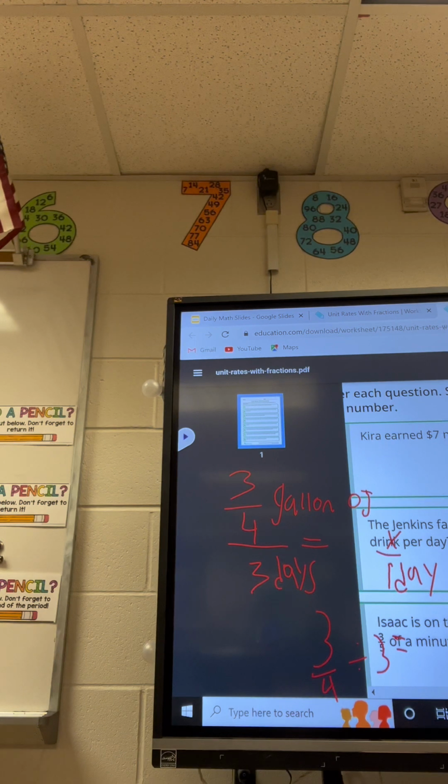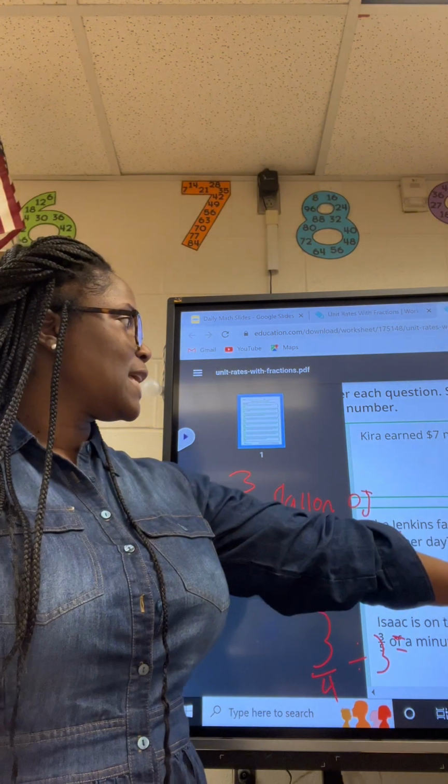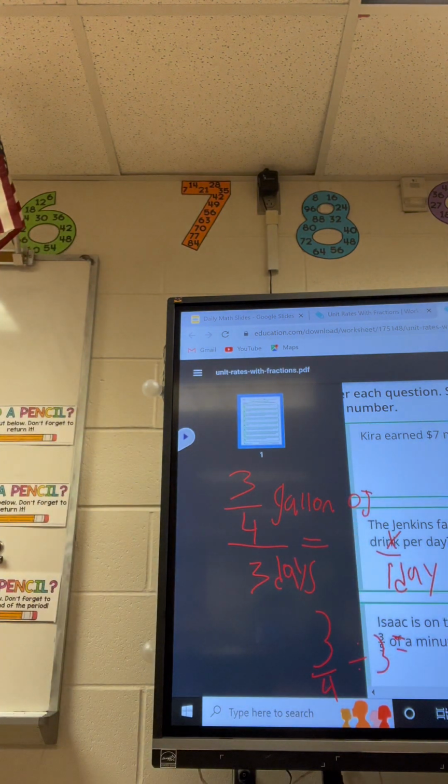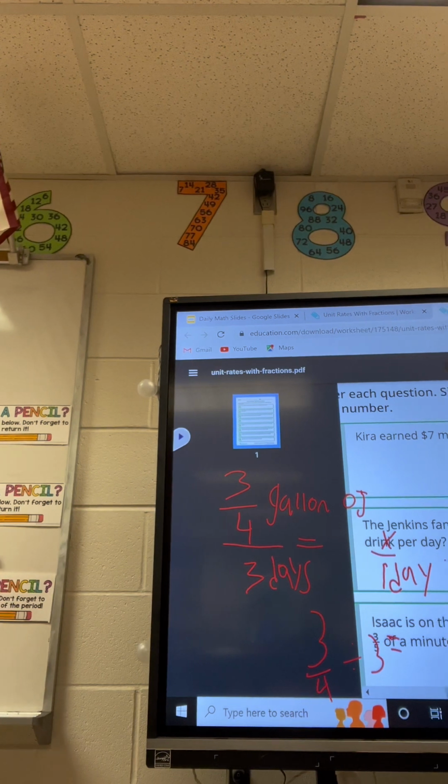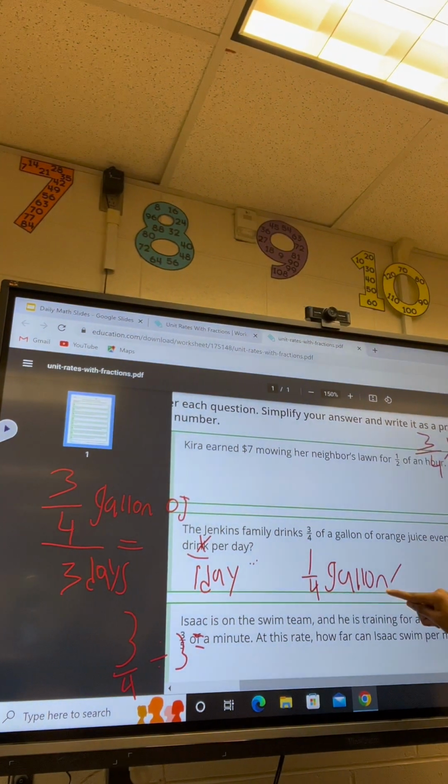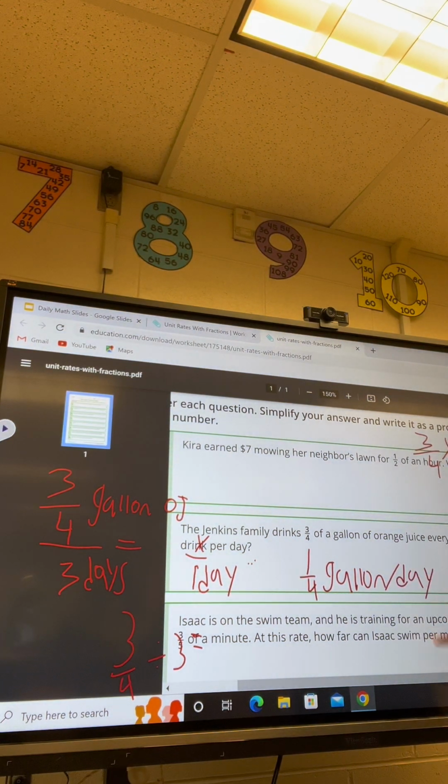So the Jenkins family drinks 1/4 gallon of orange juice per day. Write that down right here. Put 1/4 gallon and then put a / day. Do you all see what he did? Does anybody have any questions about what Wesley did? If so, this is the time to ask.